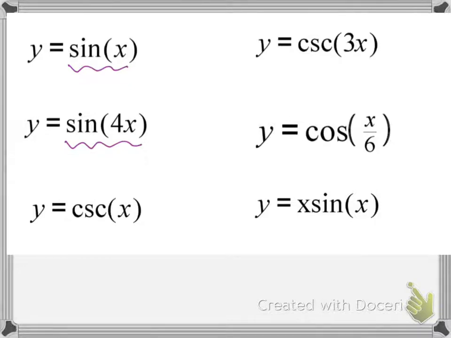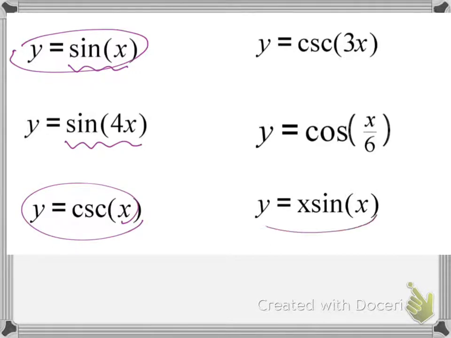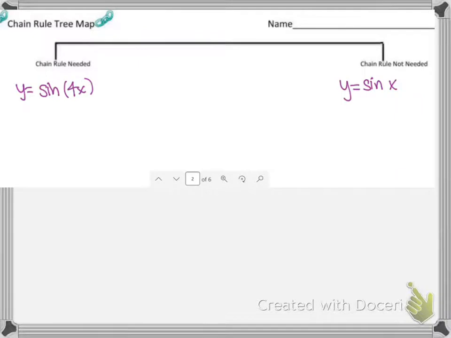Okay, so hopefully you sorted on the right-hand column sine x, cosecant of x, and x times sine x. All 3 of those circled functions do not need chain rule. We do need a special rule for this last one. We would need product rule for that one, but we don't need a special rule for the others. So those do not need chain rule. Let's go ahead and find the derivative of these 3 that do require chain rule. So next to the ones on the left-hand column, let's go ahead and differentiate.